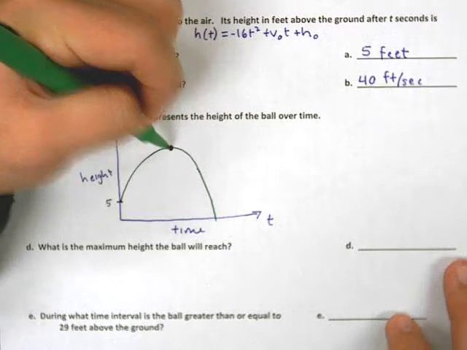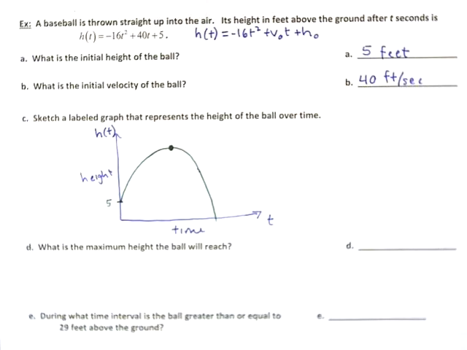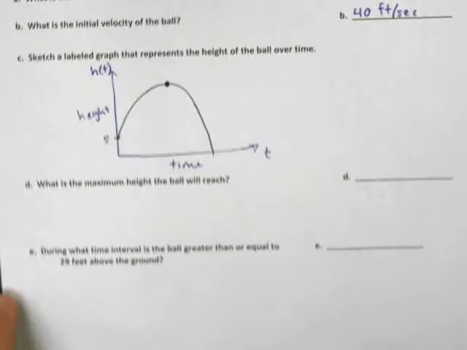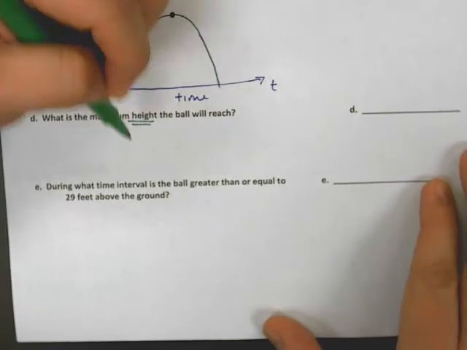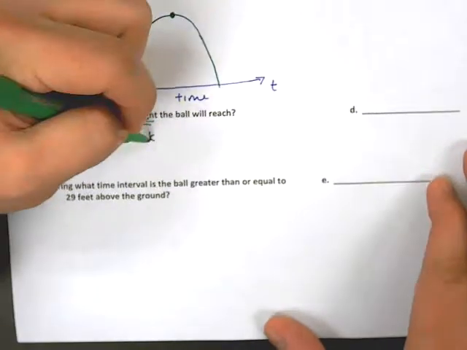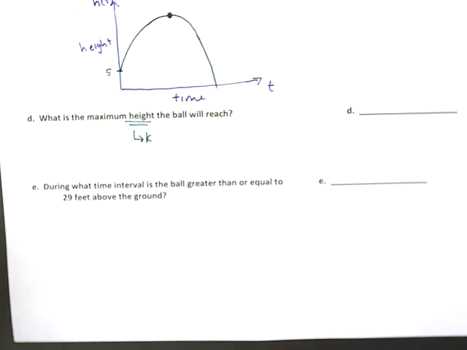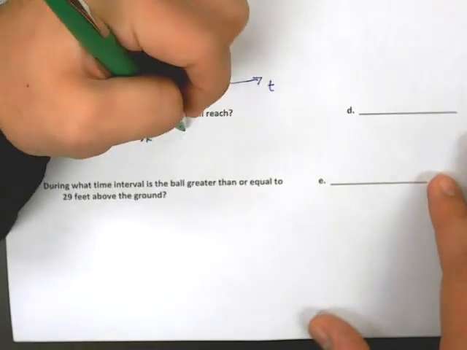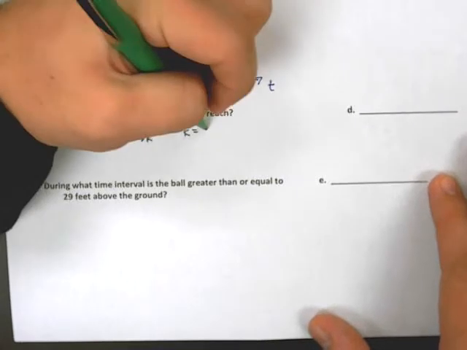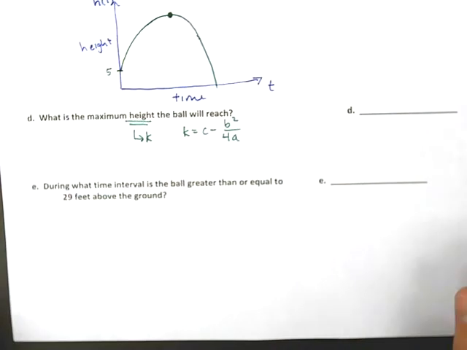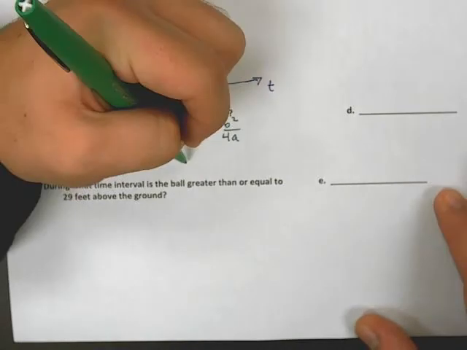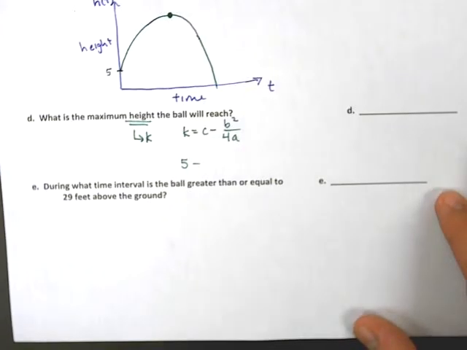And we know that we can get a maximum if the question is asking for it. So let's take a look. Oh, there we go. Letter D. What is the maximum height the ball will reach? Maximum height. Height is a y value, which means we want the k. We need to use our k formula. The k formula says what? K equals c minus b squared over 4a. Well, our c value is 5. Our b value is 40.